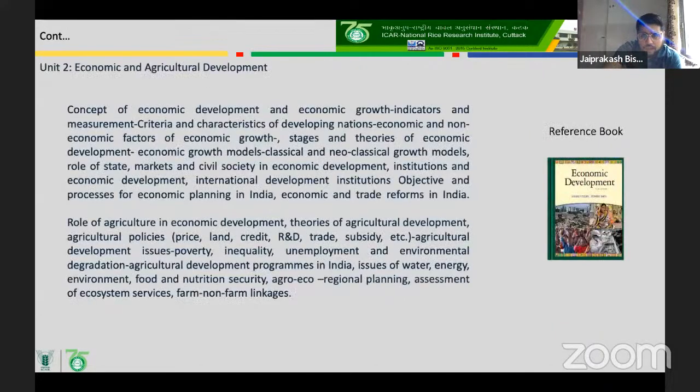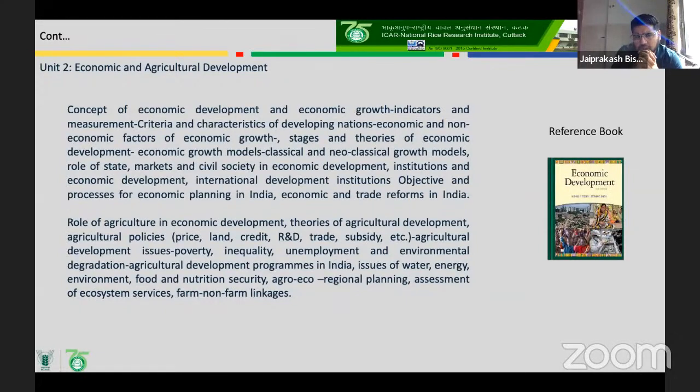Okay. Now coming to economic and agricultural development, many times questions appear from this economic development, agriculture and economic development portion, like the Lewis theory, then the stages of economic growth, growth models, differences between growth and development, all these kinds of things.